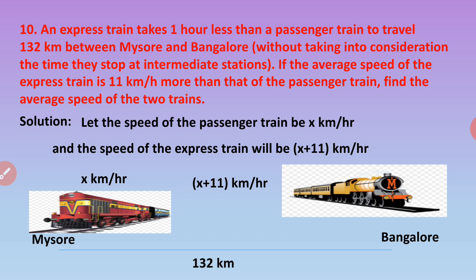We know the distance between the starting point and the destination also. The distance is 132. One more information is given to us, that the express train, because it runs faster, is taking 1 hour less. So we are going to use that fact.